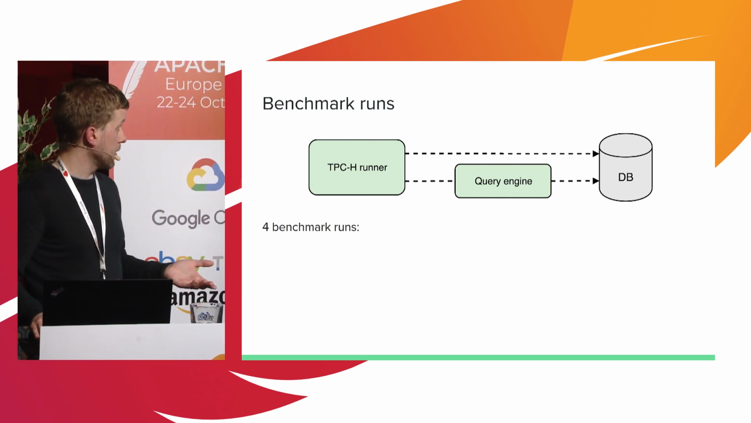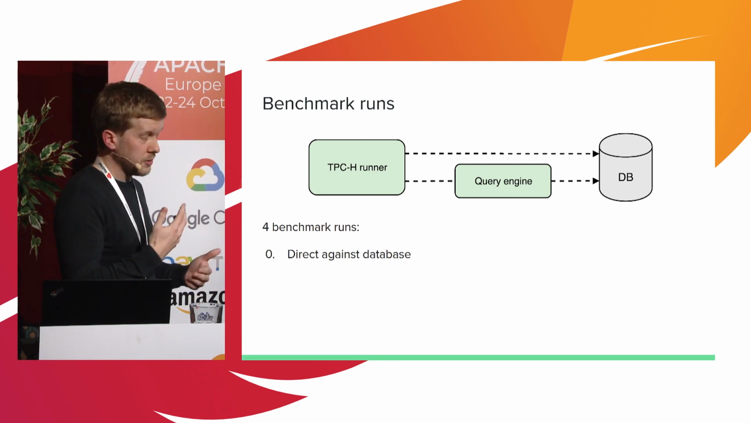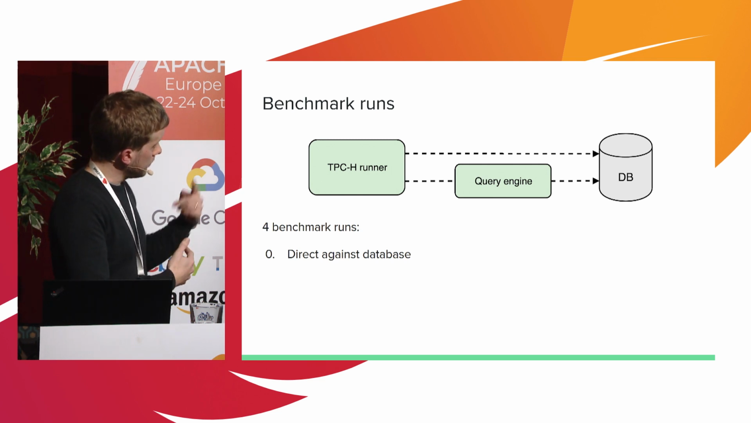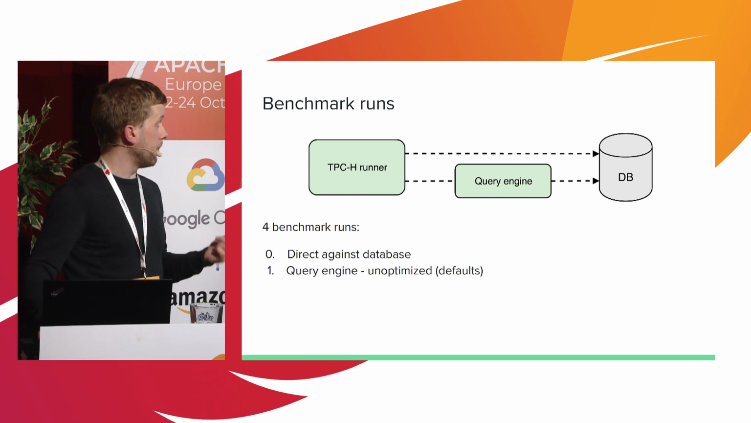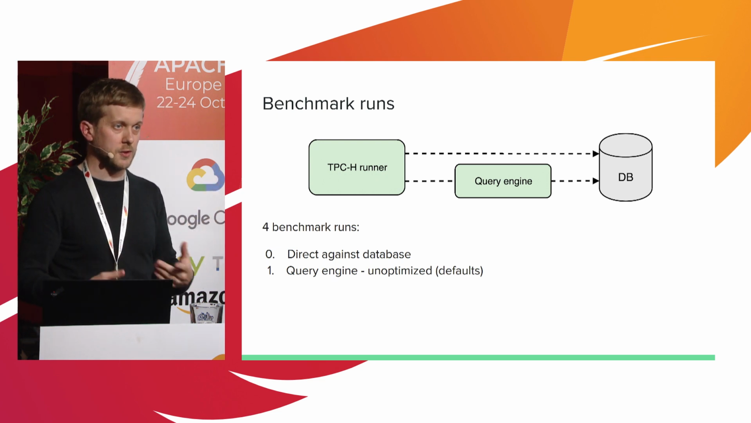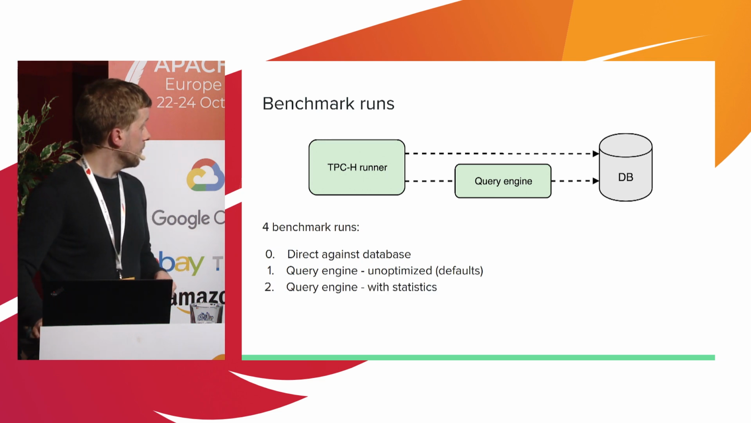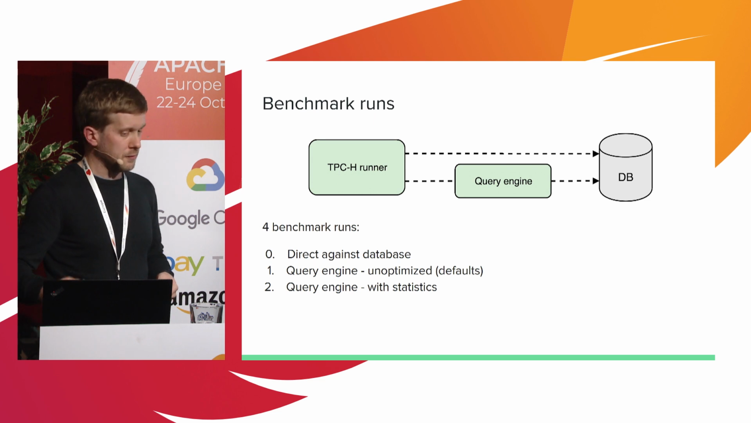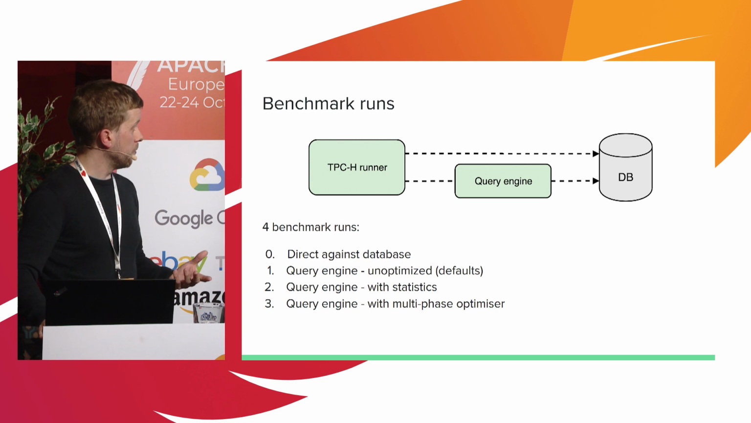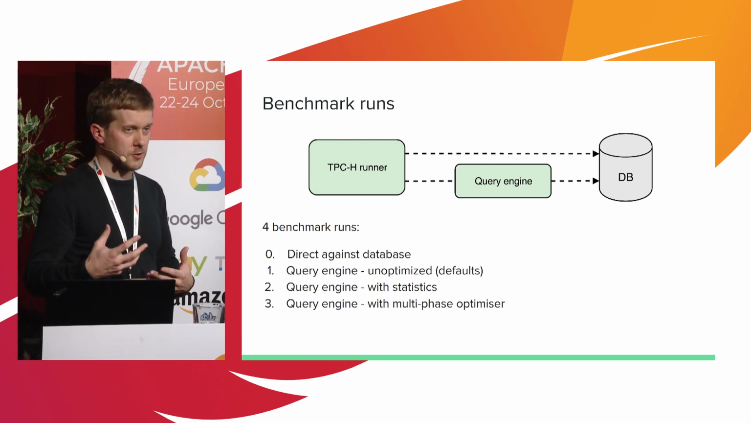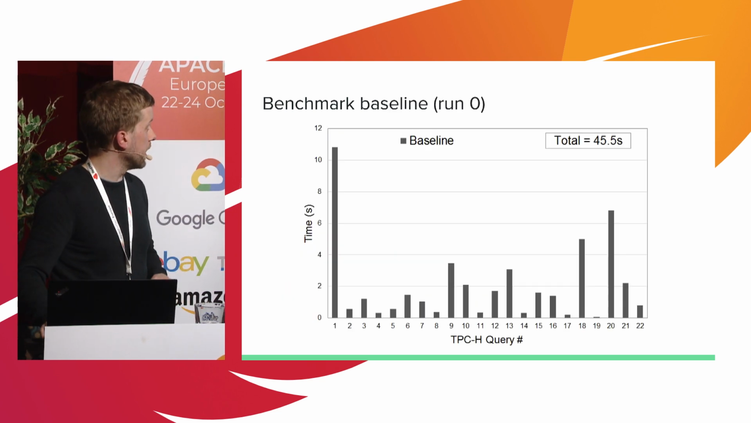We're going to do 4 benchmarking runs in total. The first one is basically just to give us our baseline. This is to run directly against the database itself. The second one would be to run through the query engine, but just with the defaults that Calcite provides, so no custom logic there at all. The next one would be to run through the query engine, but this time adding some statistics. And then we'll go for something that's called a multi-phase optimizer that I'll explain a little bit later. And we'll basically compare these and see how they do.